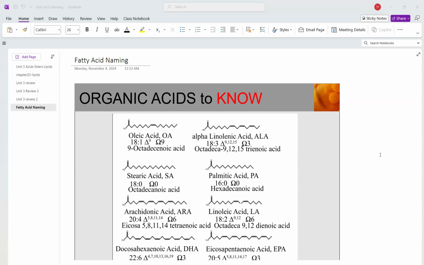Okay, now these are the most talked about fatty acids, particularly from a nutritional perspective, the omegas. I want to talk about that one first. Now, fatty acids can either be saturated or unsaturated.